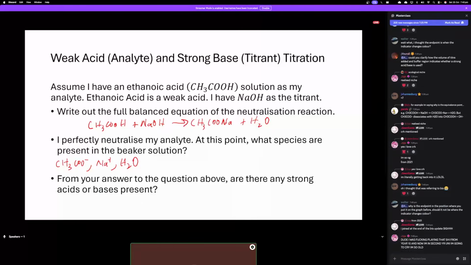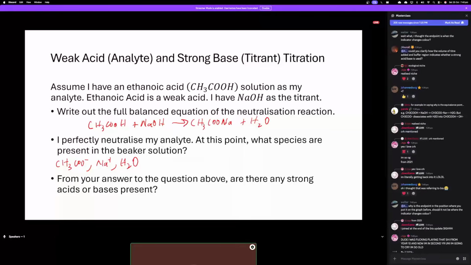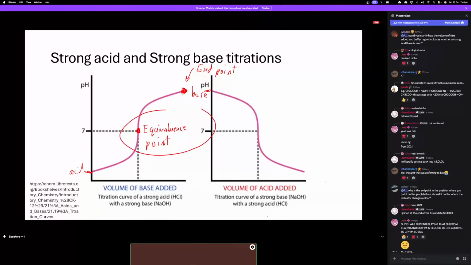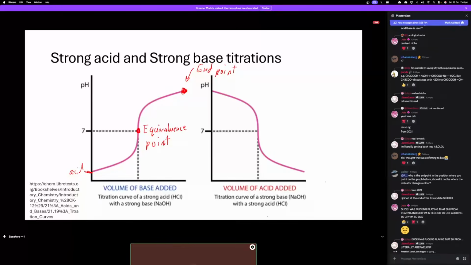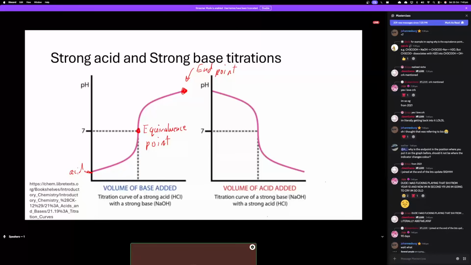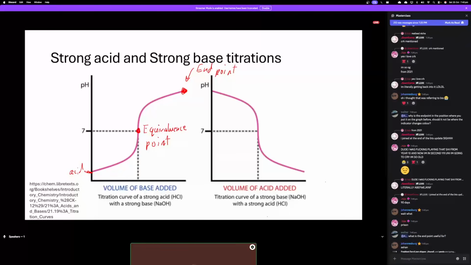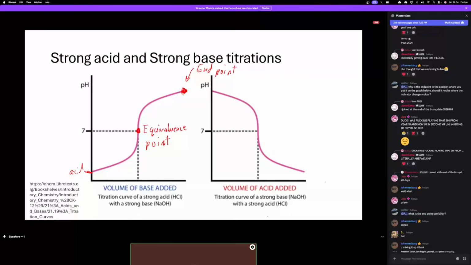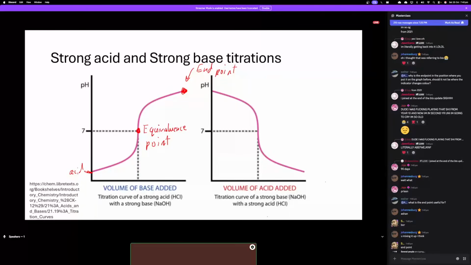The endpoint is not where the indicator changes color. The equivalence point is where the indicator changes color. The endpoint is just the end. The equivalence point is where it changes color. That's really important. Endpoint is different. You need to know both terms. That's why I annotated it. What's the endpoint useful for? Nothing. Literally nothing.